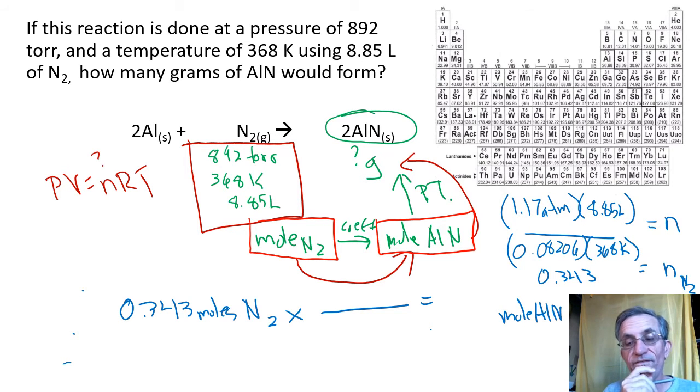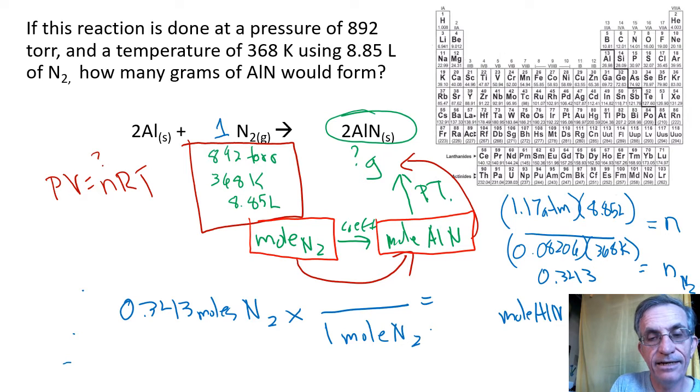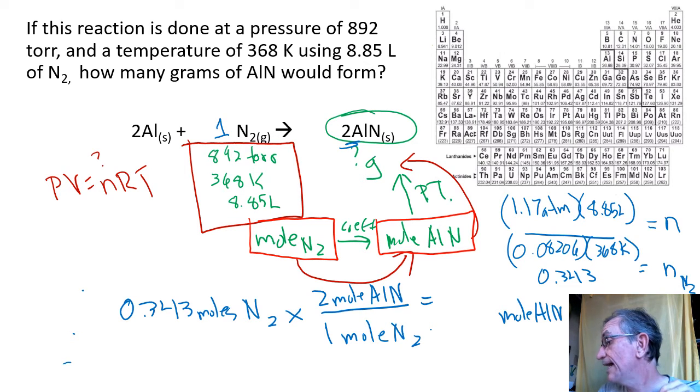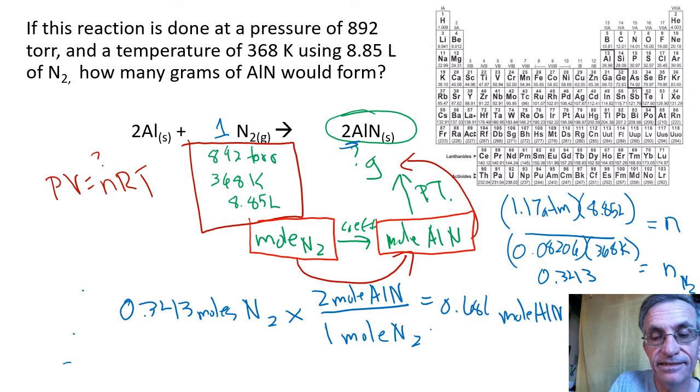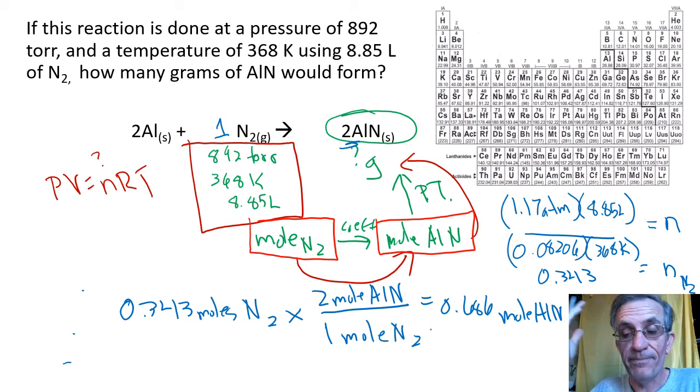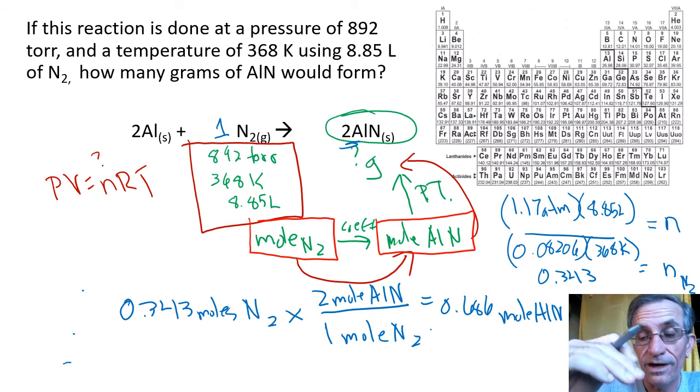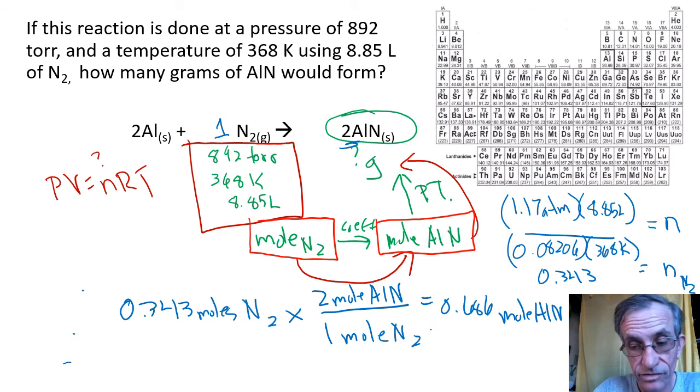All right, now we're going to look at our coefficients. So for every 1 mole of nitrogen, I am going to get 2 moles of aluminum nitride. I'm using the coefficients. Now, if you work it out, you are going to end up making 0.686 moles. All right, let me just tell you from past experience, when people have done this, this is the step they tend to forget. So make sure you think about, oh, I need to go from one compound to another. I need to use my coefficients, I should say, to do that.